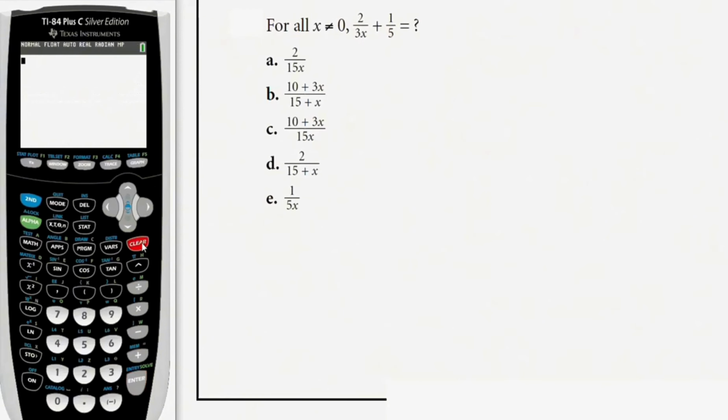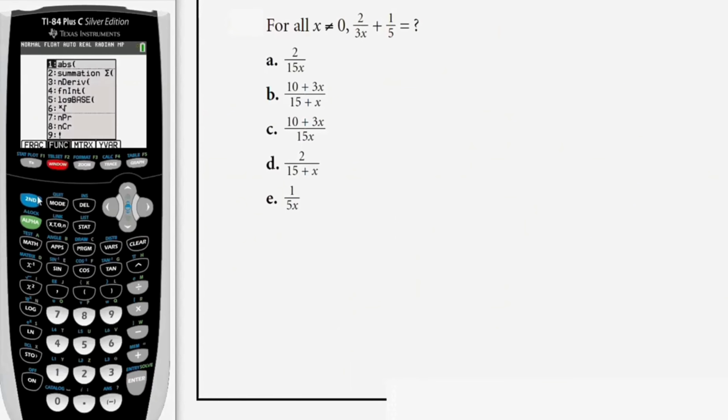So remove everything here. Let's begin with option E and progress upward. So remember we got 8 over 15 or 0.53. So let's simplify option E in fraction. Okay, so we have 1 over 5x. So this is basically 1 over 10, which is 0.1. So 1 over 10 is 0.1, no. So let's check option D.